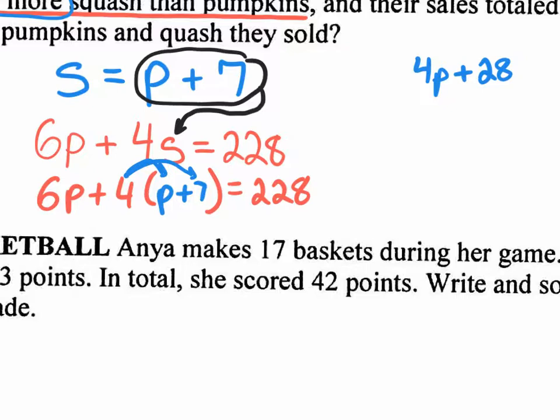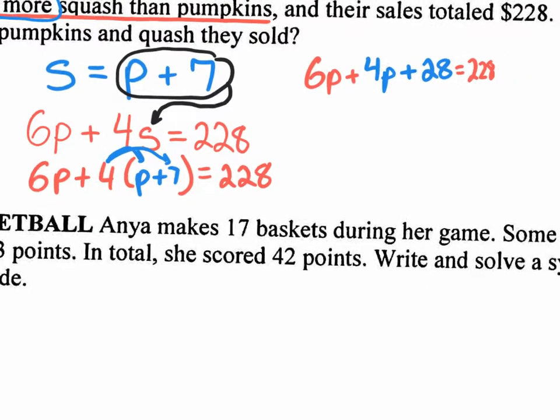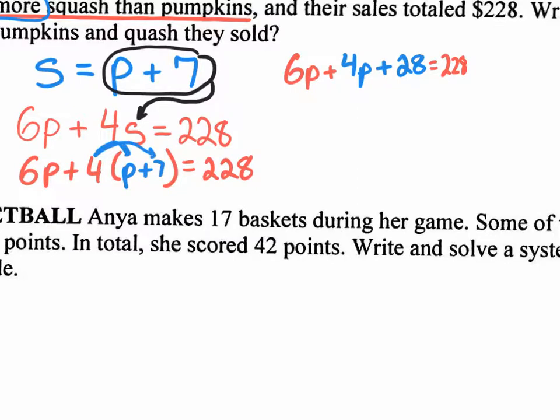But let me rewrite the rest of this equation. There's a 6p out in front and it equals 228. So a 6p out in front, and there's of course a plus in front of the 4p because it's positive, equals 228. Everybody with me? Okay. So now I could focus in on this single variable equation and find out how many pumpkins were sold.